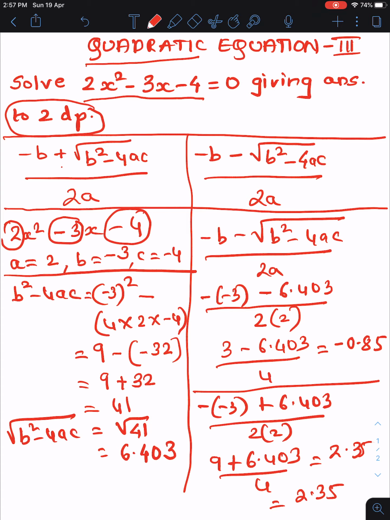When they have given an equation which cannot be done by splitting the middle term, or if it has 2 dp, that means it is the quadratic equation of the third type. First is the formula. Write the formula: minus b plus square root of b square minus 4ac upon 2a, and minus b minus square root of b square minus 4ac upon 2a. People forget this a here down, they just write 2. So if a is 1, you are saved, but if a is 2 or 3, you are gone. Second step, find out b square minus 4ac first.